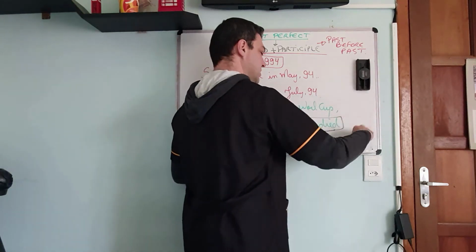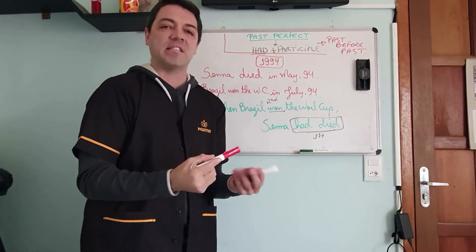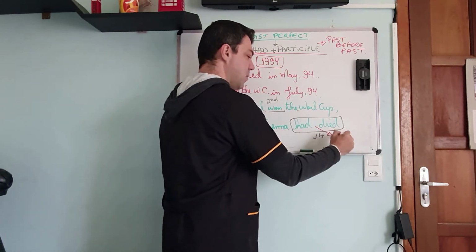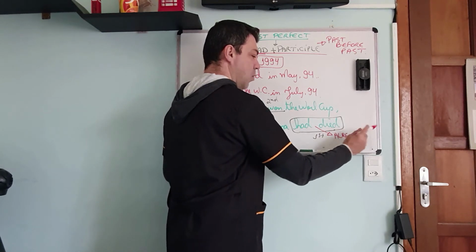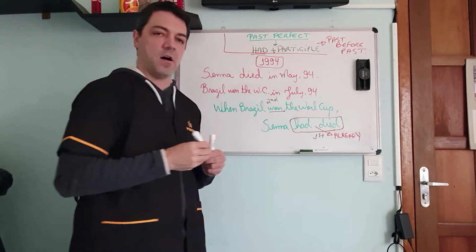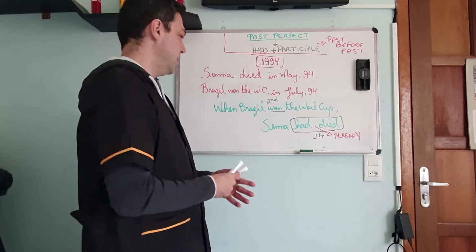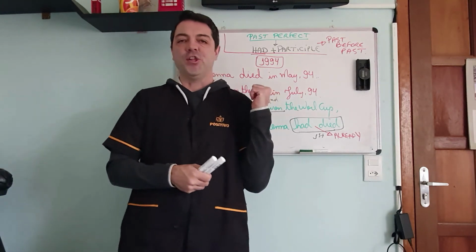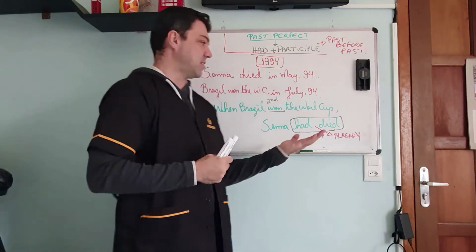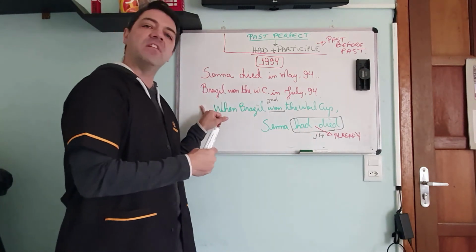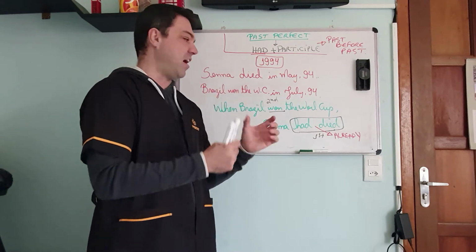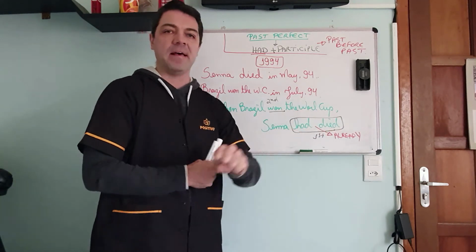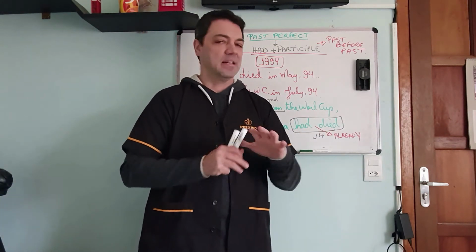To make it easier, some people or some books or some texts include a word here that's very common, the word already. What is the indication of already here? Because he did the action. Senna had already died when Brazil won the World Cup. And you notice that the order doesn't matter. You can start with the past perfect or you can start with the simple past. What's important is to identify what happened first. And what happened first goes in the past perfect. Yes, that's it, guys. The structure is that.